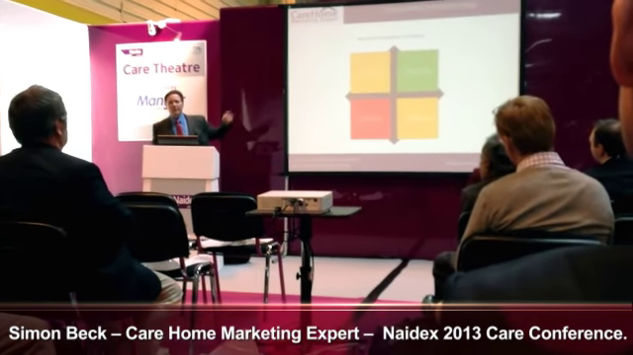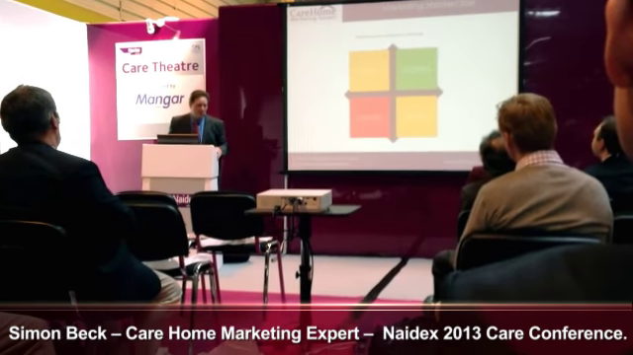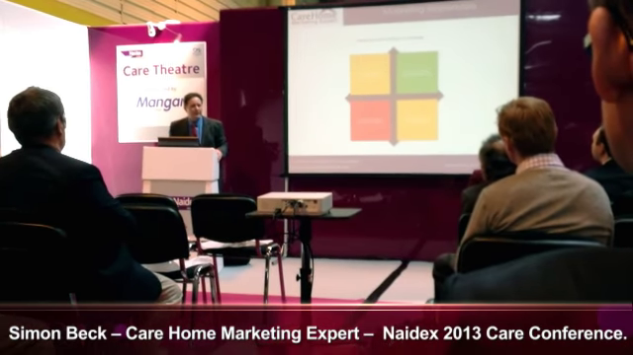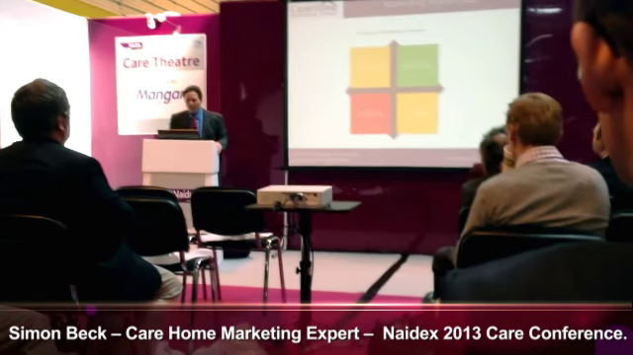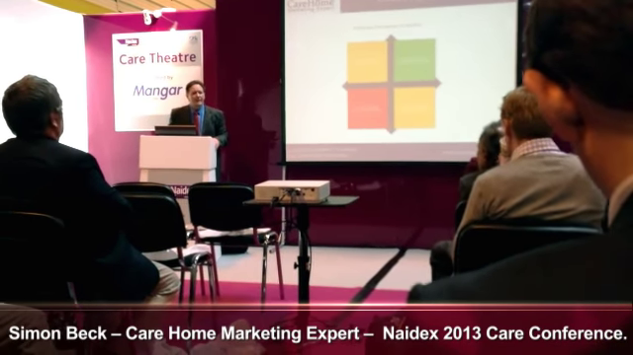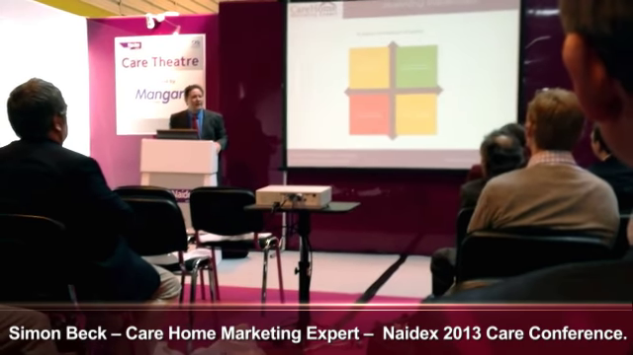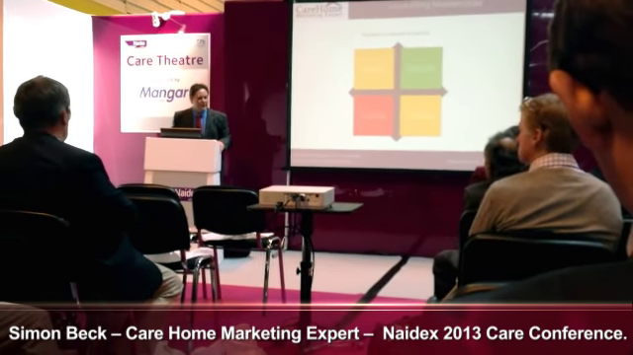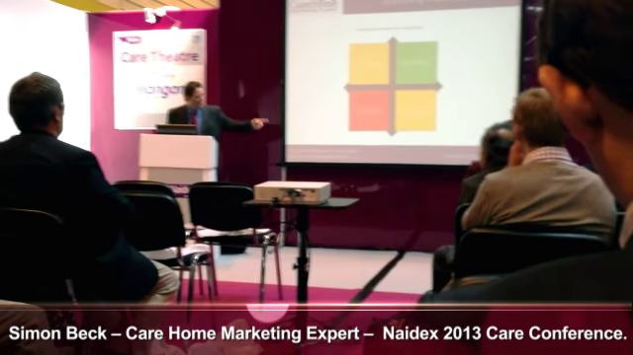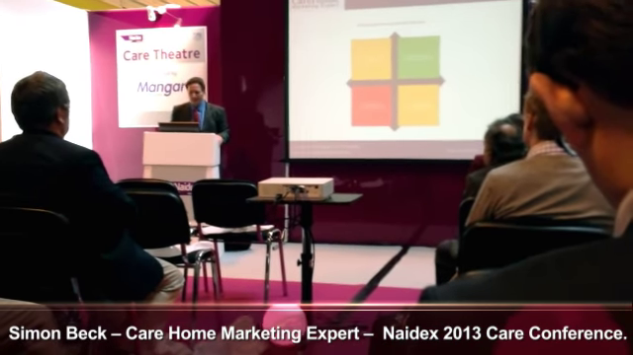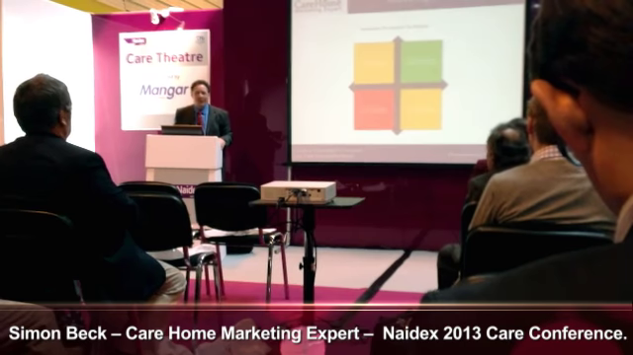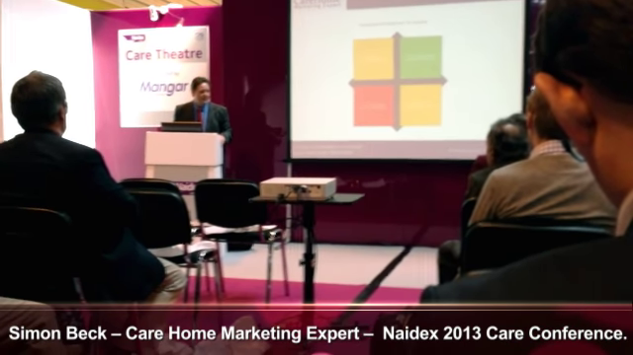If you have a look at this diagram, you'll find that your care home or your business will fall into one of these four different quadrants. The one we want to be in is the green square, where the outside perception and the inside reality match each other and they're both good. Where you don't want to be is where Rose Lodge was when I got there, which was where they had a poor outside perception and a poor inside reality.